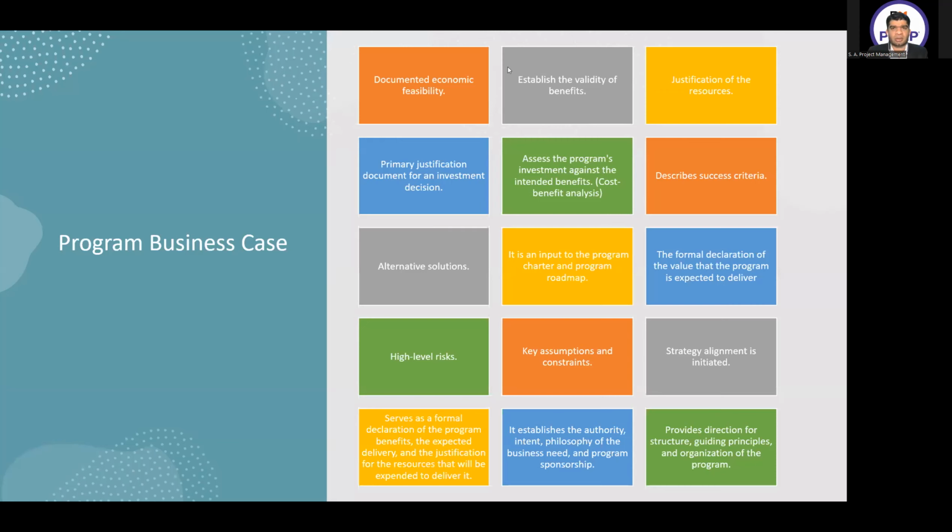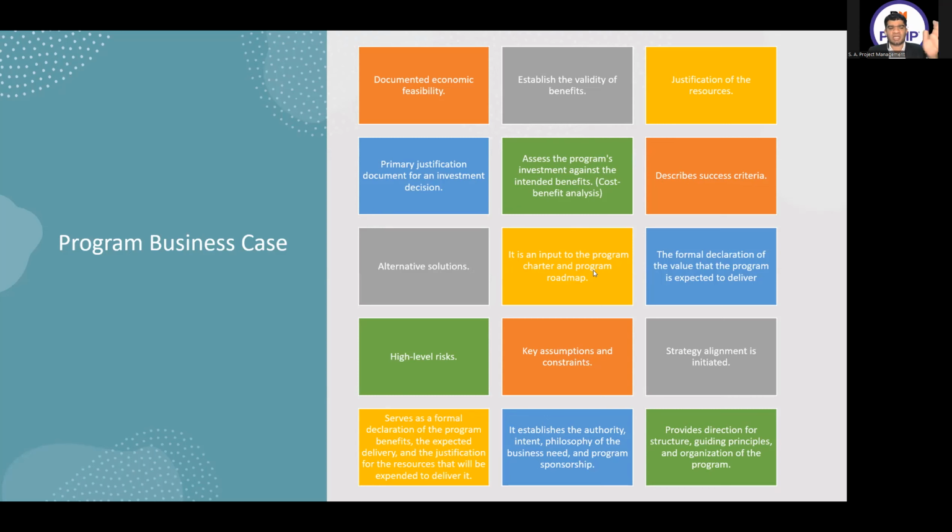So these are the core components of the business case. You have to remember only the keywords of the business case written here. Number one, it's a documented economic feasibility. It establishes the validity of benefits, justification of the resources, primary justification document for an investment decision, assesses the program's investment against the intended benefits, meaning cost benefit analysis, describes success criteria, describes alternative solutions.